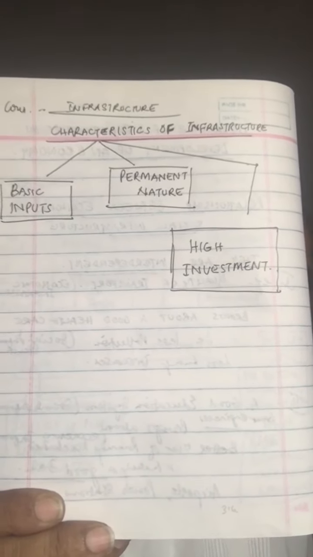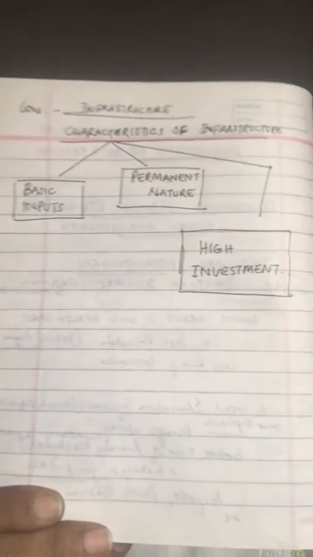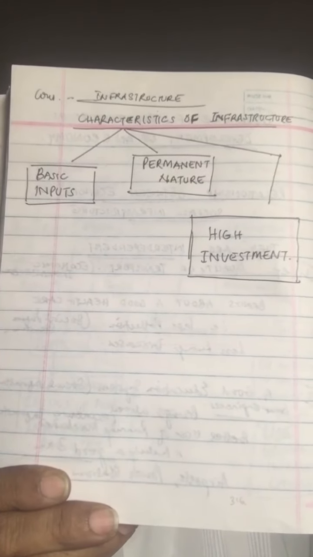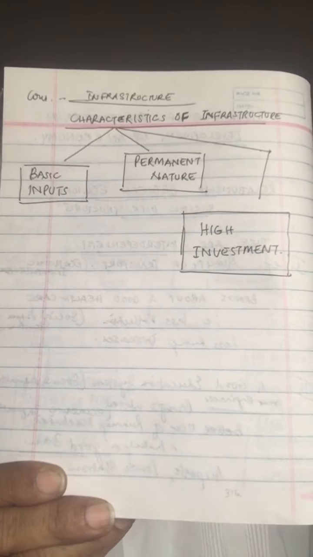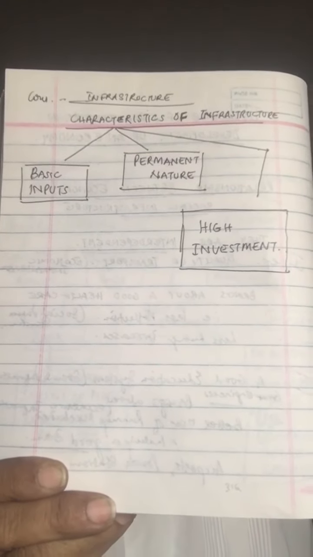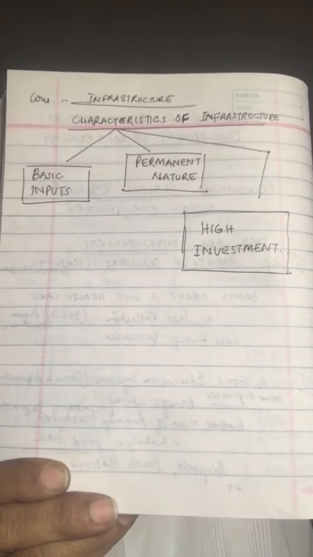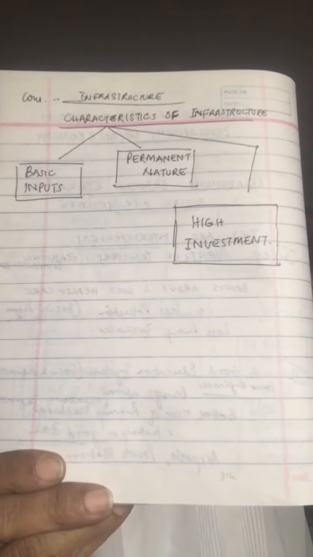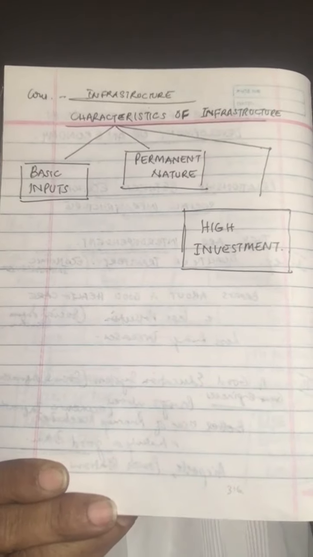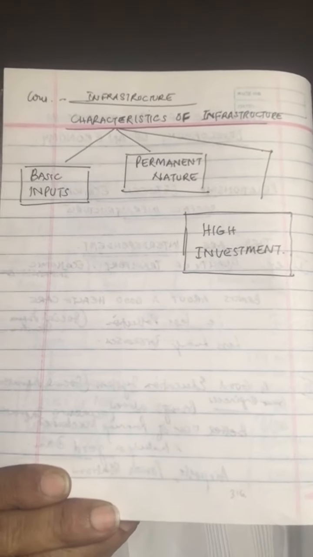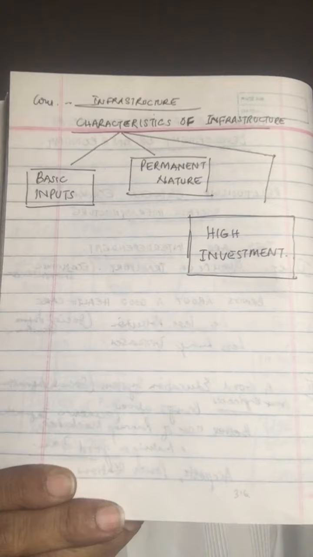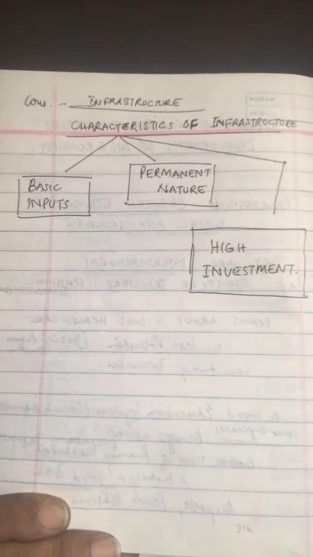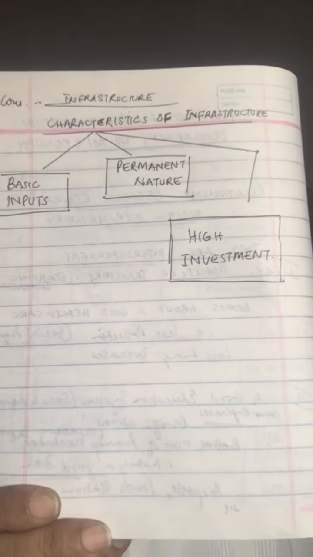Then you have the third characteristic, high investment. So it takes a lot of money. Infrastructure requires a very high investment to be spent on the provision of, for example, transportation, communication, power stations, hospitals, etc. They need a lot of money, a lot of investment. Capital investment is needed.